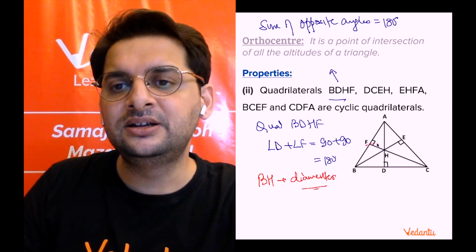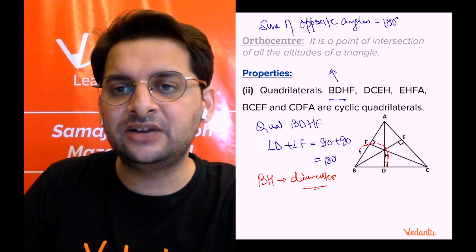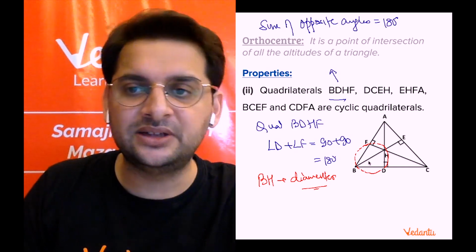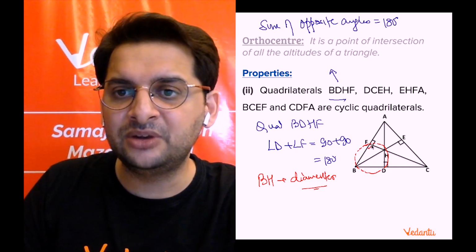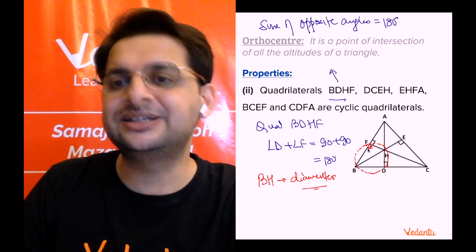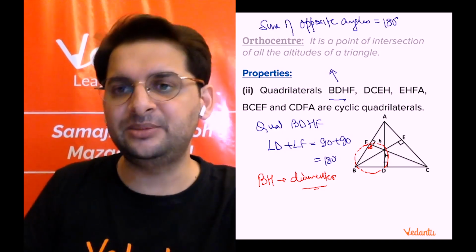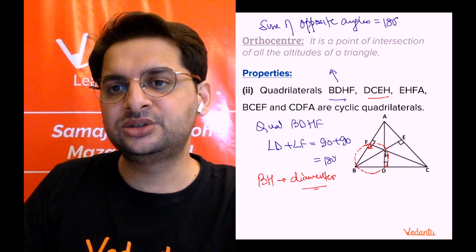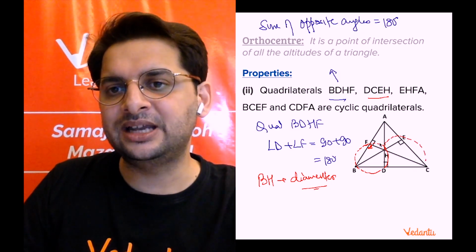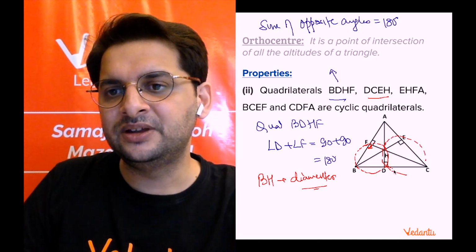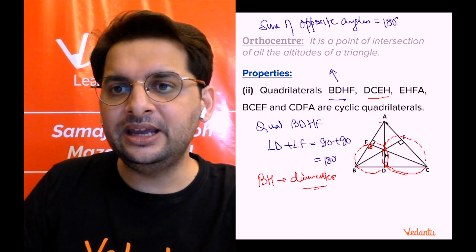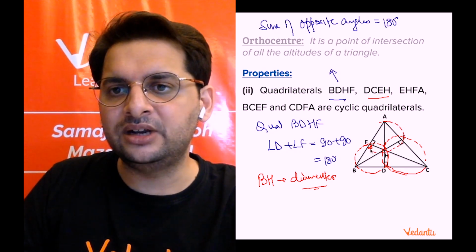So there's a circle which connects all the 4 points. So BH will be the diameter of that circle. And again, this can be proved because this angle is 90, and the angle in a semicircle is always 90 degrees. So BH is the diameter. Likewise, DCEH would be a cyclic quadrilateral for the same reasons. And also, AEHF would be a cyclic quadrilateral.